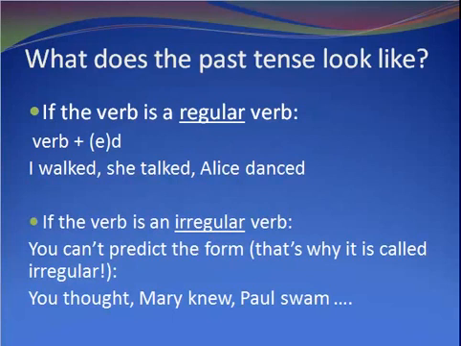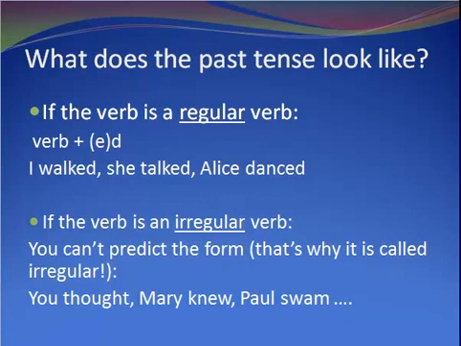What does the past tense look like? Well, that depends on whether the verb is a regular verb or an irregular verb. And when the verb is a regular verb, you get an ED, or sometimes a D, in writing. So you get walk, walked. You write that with ED. She talk, talked, or dance, Alice danced.